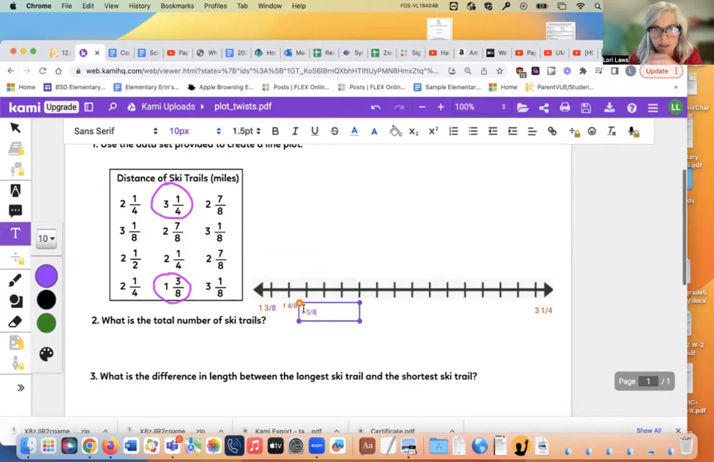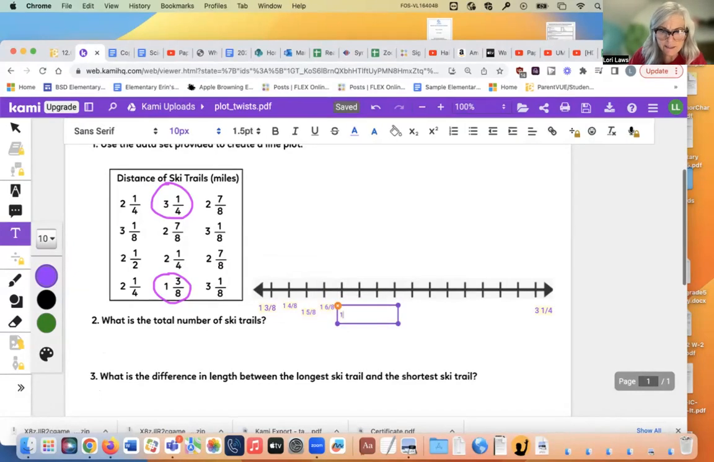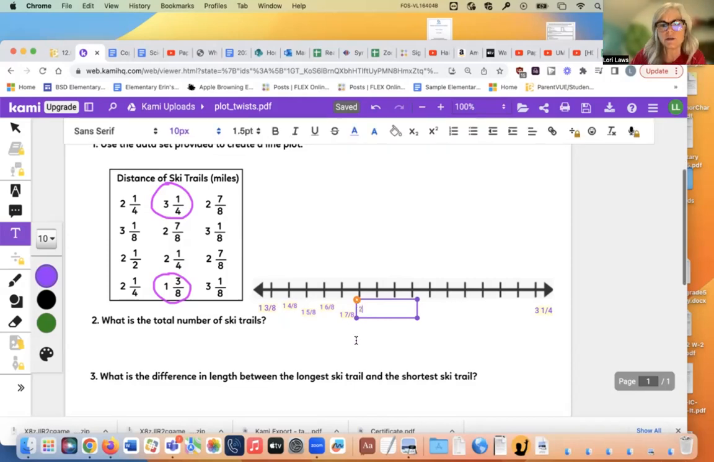I have to label all of these. And then 1 6/8. And then 1 7/8. And then 1 8/8. 8/8 makes another one. So that's 2, isn't it? So that's 2. All right.